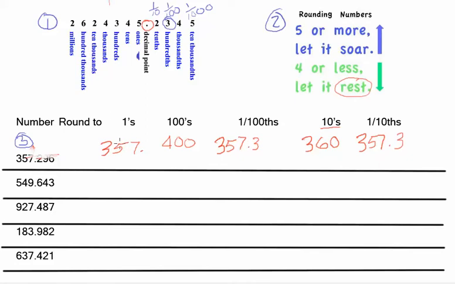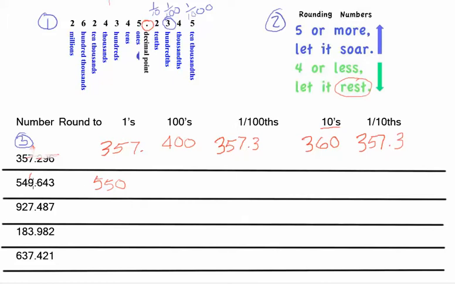And the first thing we do is round to the ones. The ones are right here. My pen's not acting normal. So our ones place is right there. So we look to the right. If it's 5 or more, we let it soar. Well, in this case it is. So we're going to round that number up. 550 in the ones place.